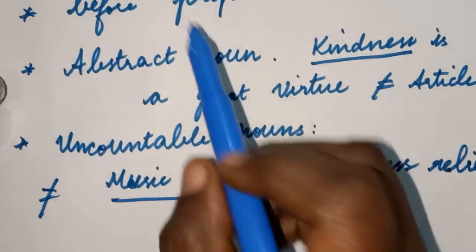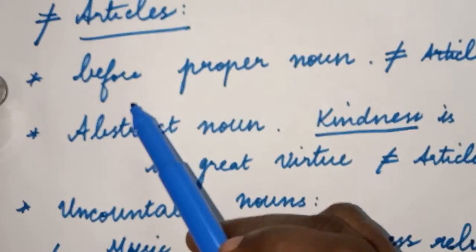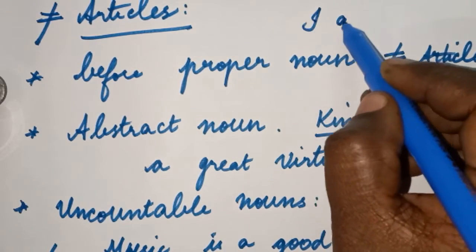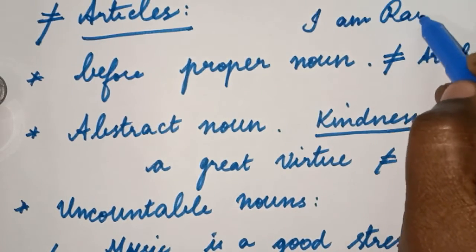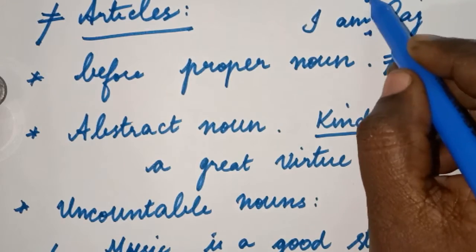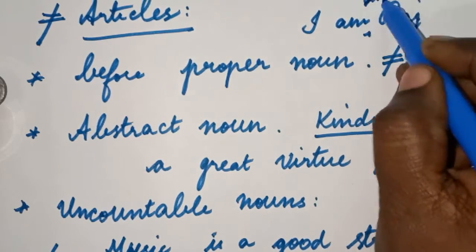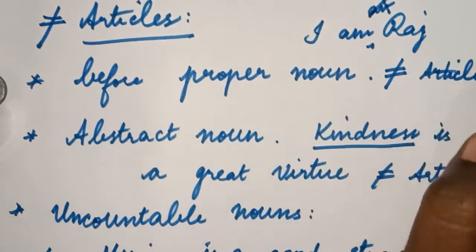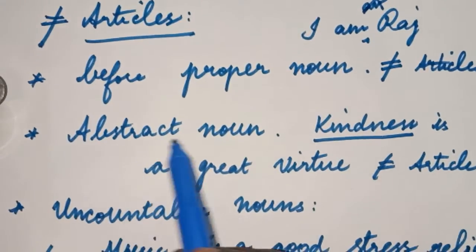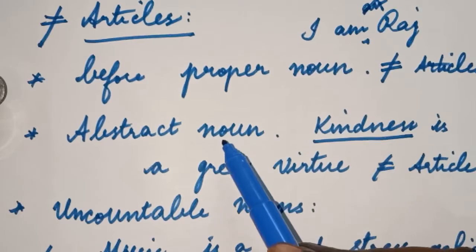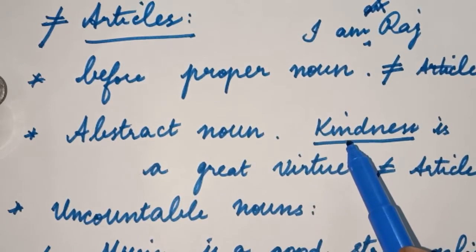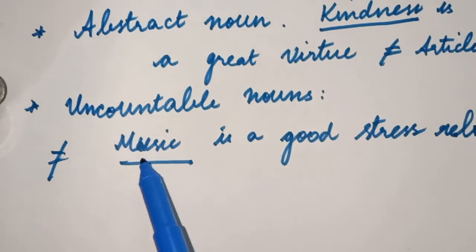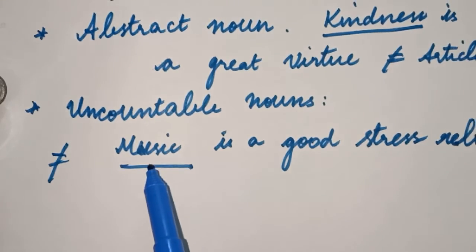So we should not use an article before a proper noun, that is, the name of a person. For example, I am Raj. You cannot say I am the Raj. No, it's wrong. You can only say I am Raj. And before an abstract noun, you should not use an article. Then before an uncountable noun, we should not use any articles.